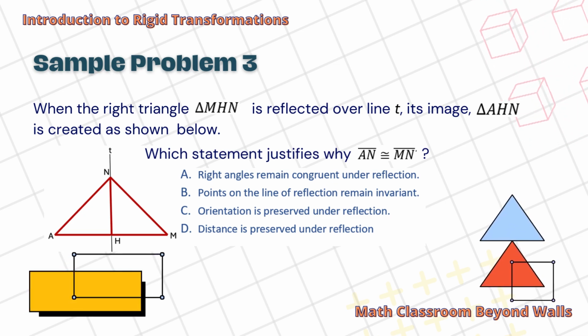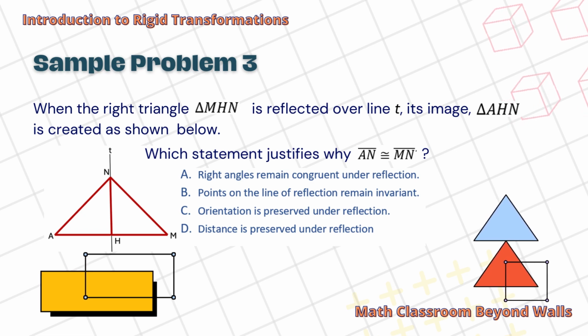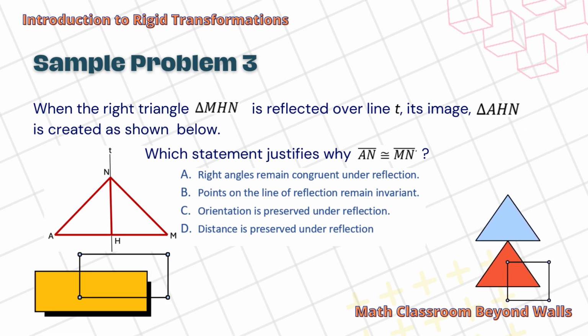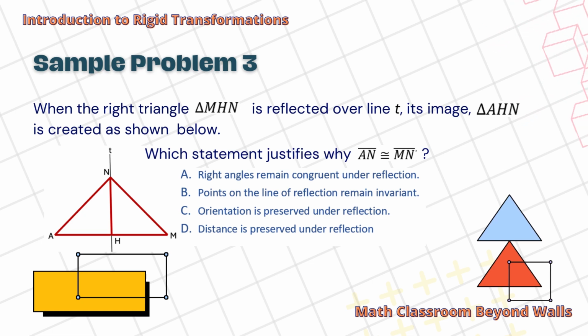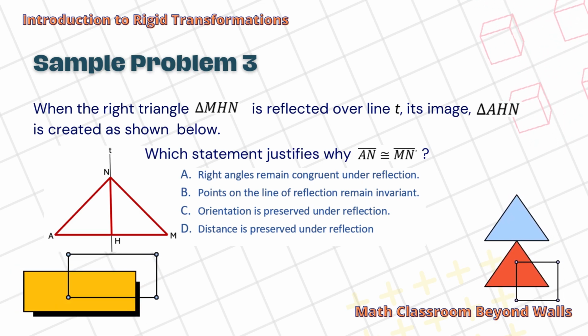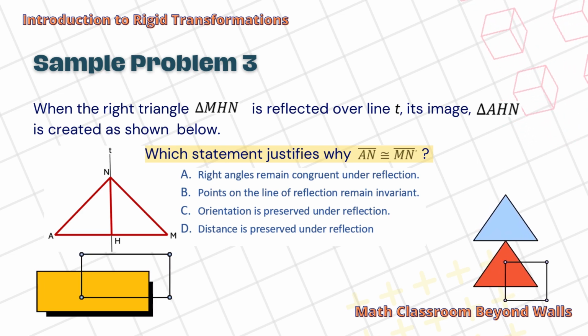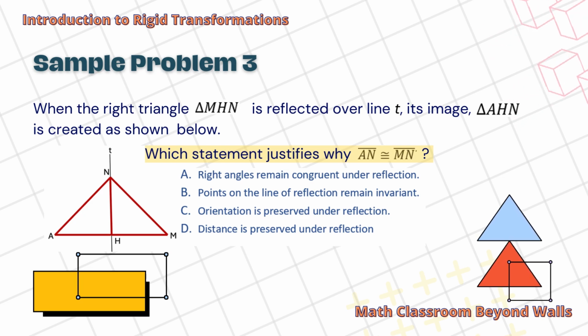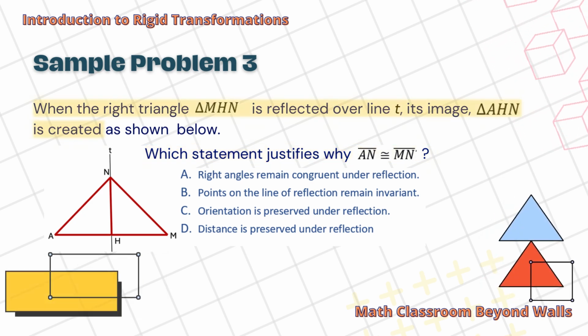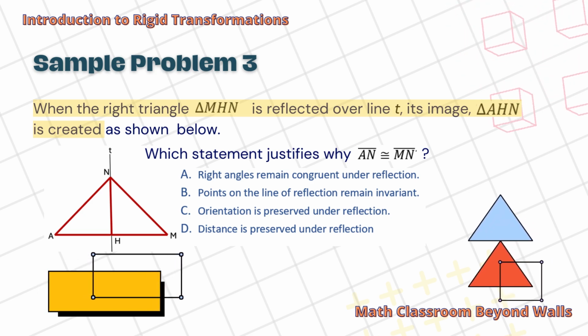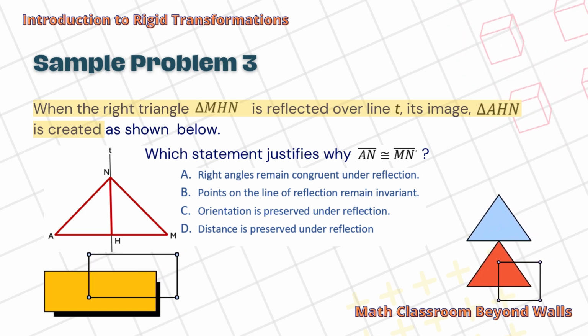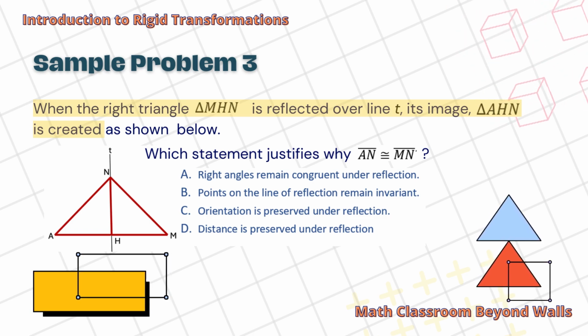We begin by reading the whole problem and may read it several times when needed to know what we are looking for, to determine what are given, and to figure out how the given information help find what we are looking for. What are we looking for here, learners? Right, we are going to look for the statement that would justify why side AN is congruent to side MN. What are given? We're given that right triangle MHN is reflected over line T, creating triangle AHN. And we are given a figure.